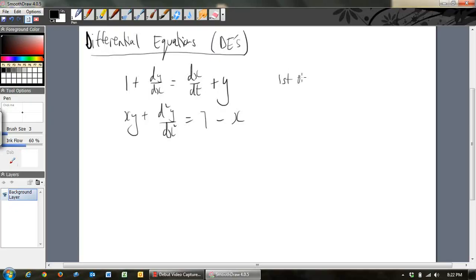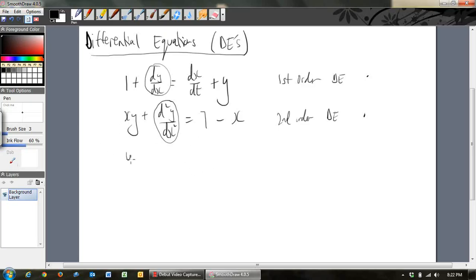Now, this one would be a first order DE, because the derivatives that it contains are only the first derivative. This one here contains a second derivative, so it's called a second order DE. And these ones are easier to solve than these ones, etc., etc.